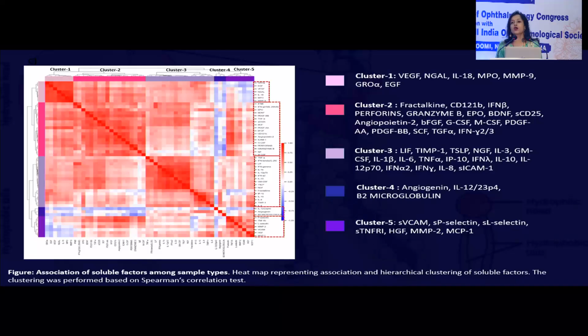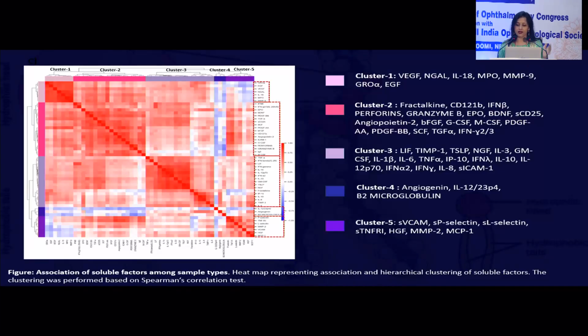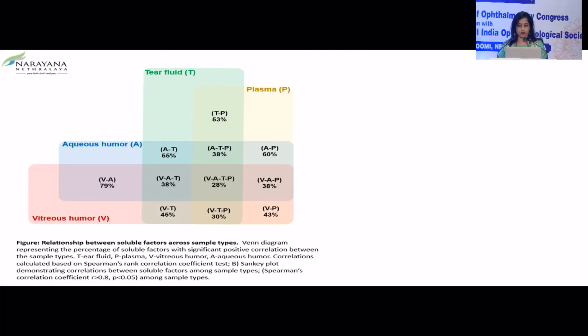Now this is something called hierarchical clustering. This becomes important because if you see now in cluster 2, several of these inflammatory and angiogenic factors are clustered together. That means that these factors are closely associated across the different sample types. That again becomes very important. So now out of the 53 factors, we saw that 48 of them were significant, and the highest correlation was seen between vitreous and aqueous, and 28% of them correlated across all the 4 samples.